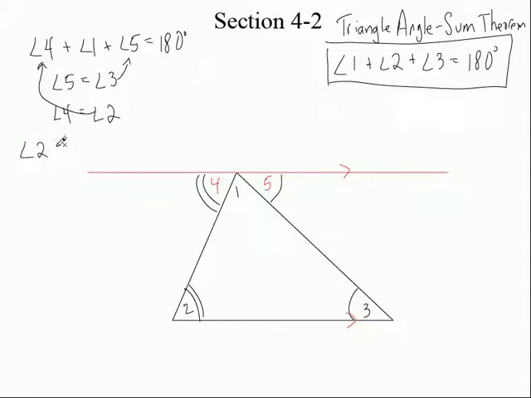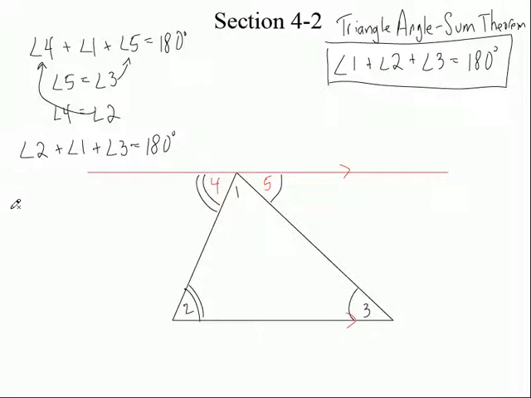Angle 2. Angle 2 plus, now angle 1's already in this, isn't it? So I don't have to replace it with anything. I'll just keep it, angle 1, plus, instead of angle 5, what are we going to replace it with, or substitute? Angle 3. That equals what? 180. Now, that basically is this, but let's clean it up, make it look nice and pretty.